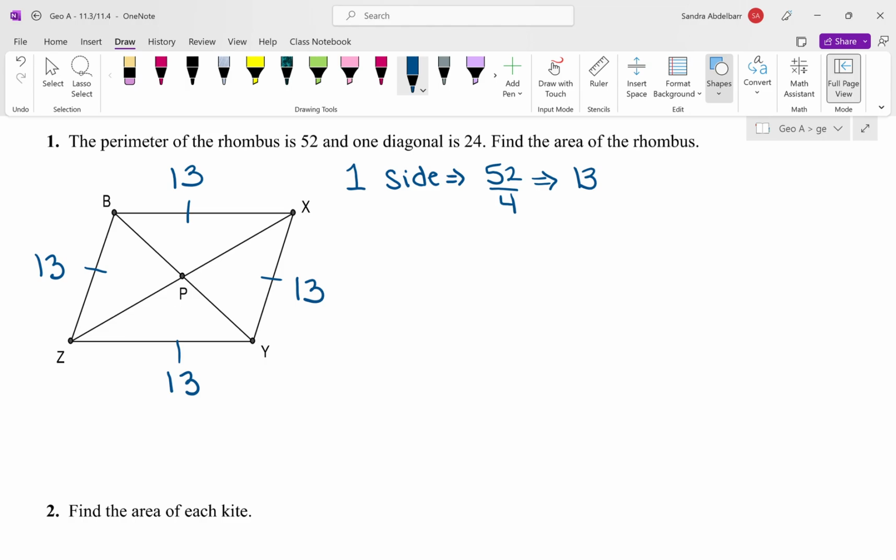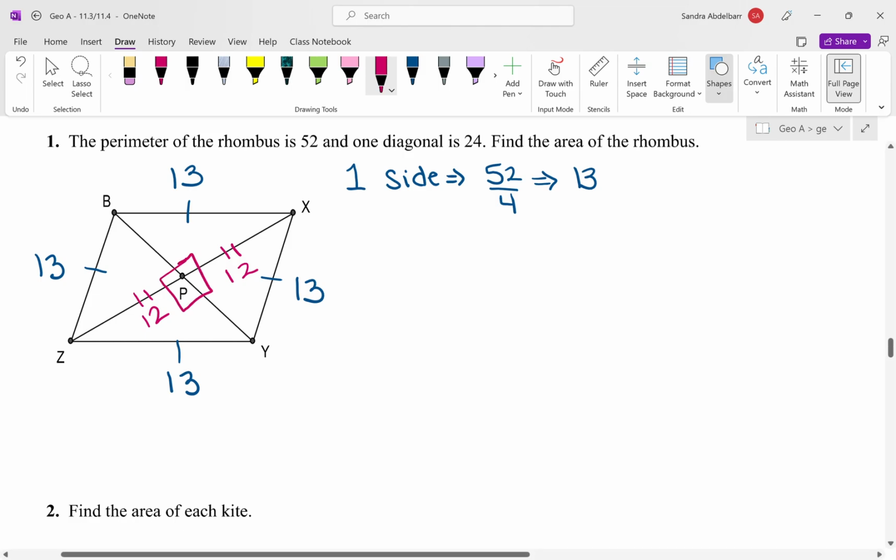Then they're saying one diagonal is 24. Find the area. Well, we have to remember, in a rhombus, don't the diagonals bisect each other? So if one diagonal is 24, each part of it has to be 12. Now, one more thing we should remember. What else do we know about the diagonals of a rhombus? Julia? They're perpendicular, so there's 4 right angles here.